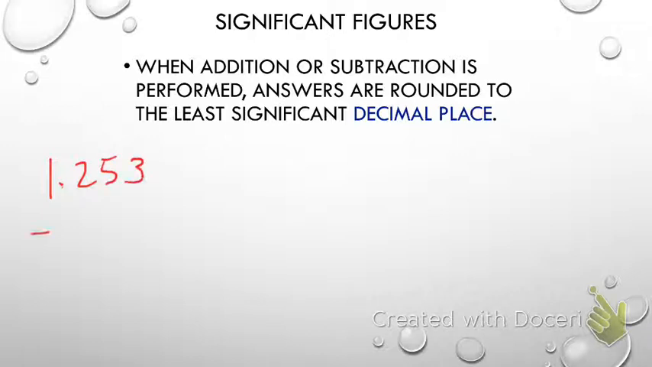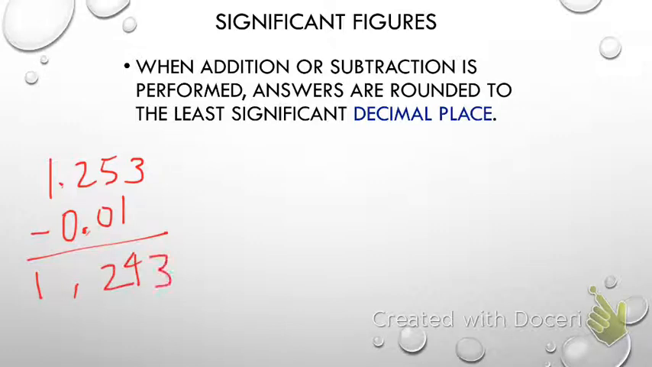1.253 minus 0.01. Okay, so if we do this, you're going to get 1.243. But once again, we need to go to the least significant number of decimal points. And here it's in the 100th position. So therefore, our final answer, according to the significant figures, would be 1.24.